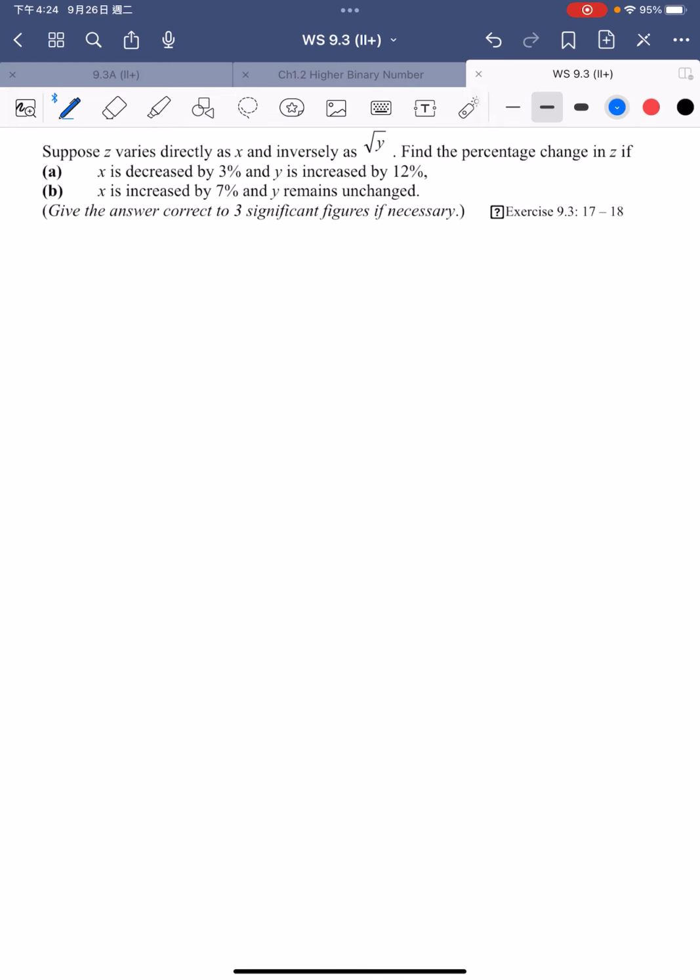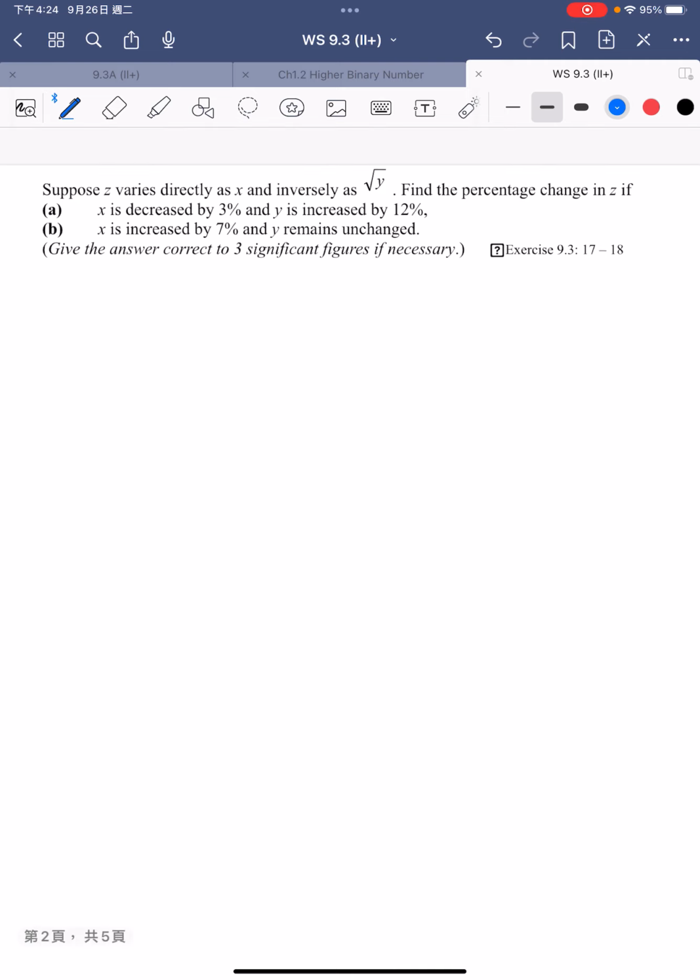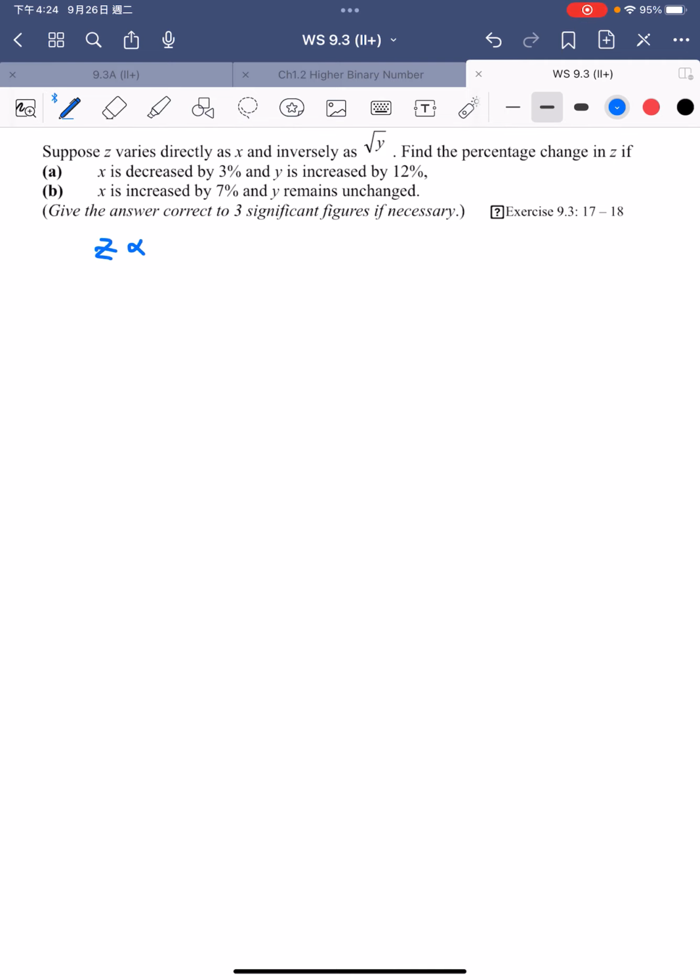Question 1 is saying that suppose z varies directly as x and inversely as the square root of y, so we can write it as 1 over square root y. Then find the percentage change in z. There are two cases. Let's consider the first one. So we have the equation z is equal to kx over the square root y. This is our relationship for the old z.